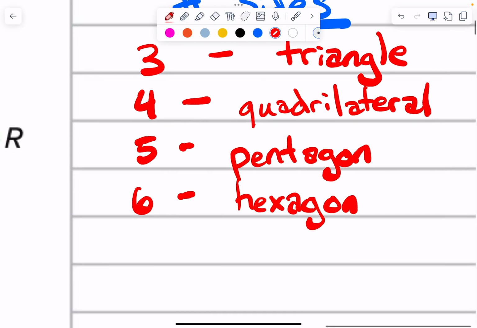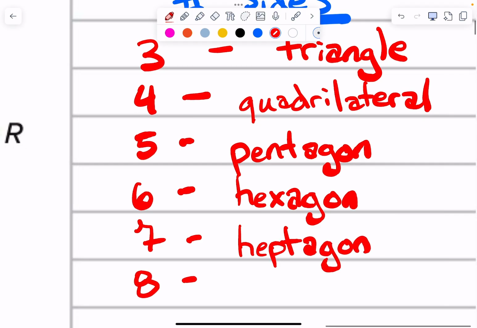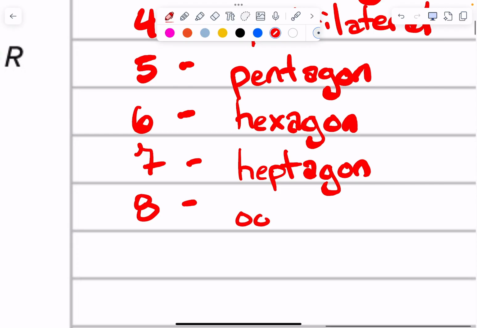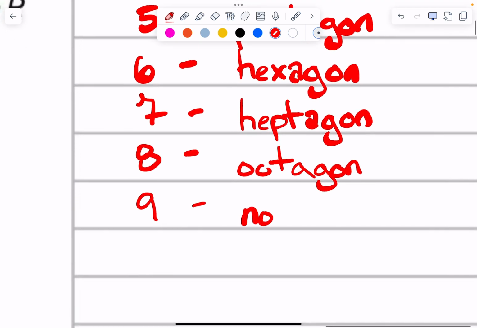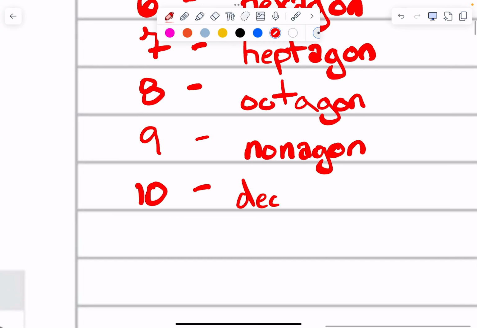If it has 7 sides, it's called a heptagon. If it has 8 sides, it is called an octagon. If it has 9 sides, it is called a nonagon. If it has 10 sides, it is called a decagon.